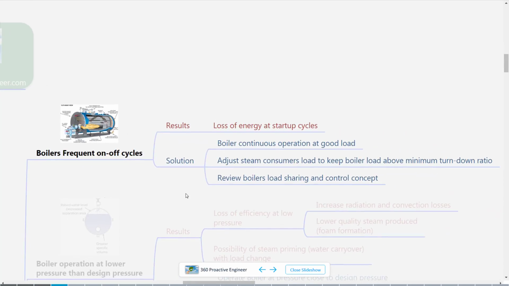The solution could be ensuring boiler continuous operation at good load and adjusting steam consumers load to keep the boiler load above the minimum turn down ratio to ensure the boiler is working in a good efficiency zone. Also, we can review the boiler's load sharing and control concepts if we have multiple boilers in our system.